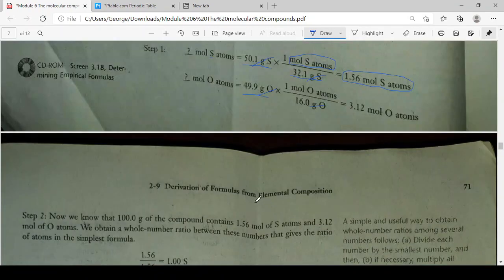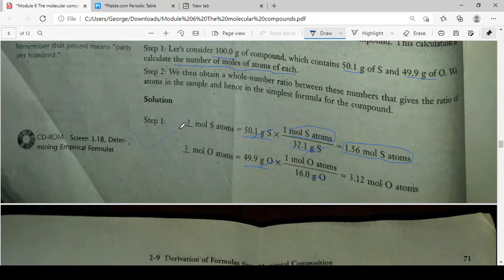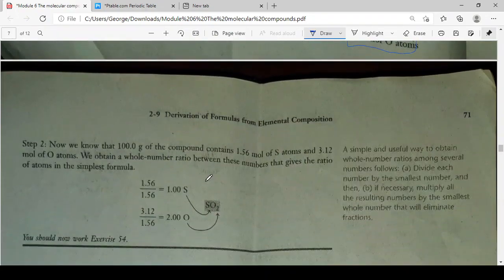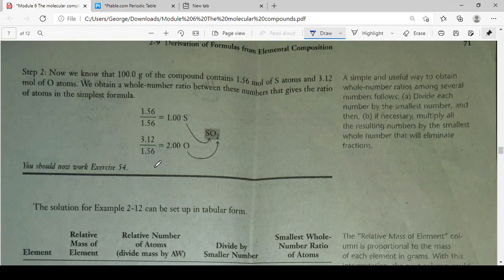And now that we have finished step 1, our answers are 1.56 moles of S atoms and 3.12 moles of oxygen atoms. Step 2: now that we know that 100.0 grams of the compound contains 1.56 moles of your S atoms and 3.12 moles of your O atoms, you obtain a whole number ratio between these numbers that gives the ratio of atoms in the simplest formula.